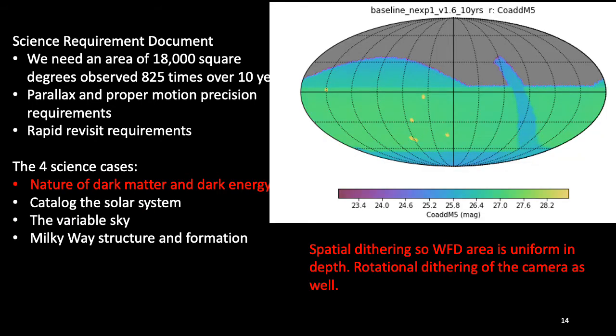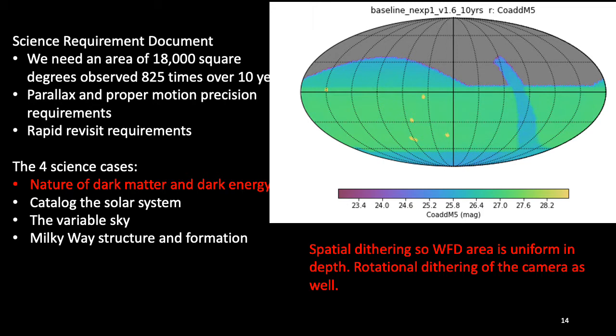All right. For the nature of dark matter and dark energy, here's the result of one of our baseline 10-year simulations. Now I'm looking at the co-added depth in R-band. And you can see there are 5 deep drilling fields that poke out, but the wide, fast, deep area is very smooth and uniform because we rotate that tessellation randomly every night. So those overlap regions move from night to night. So after 10 years, we have a very smooth, even final co-added depth.